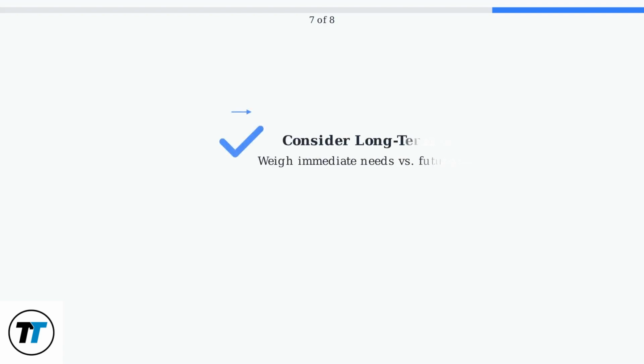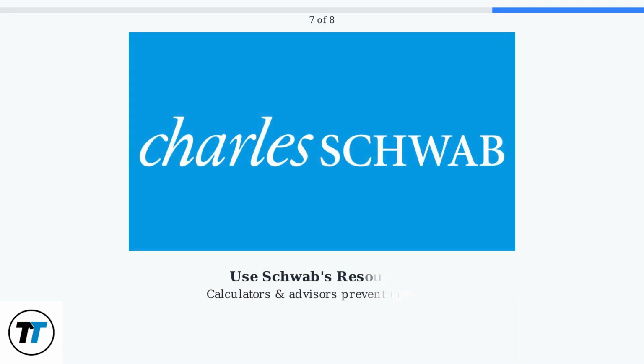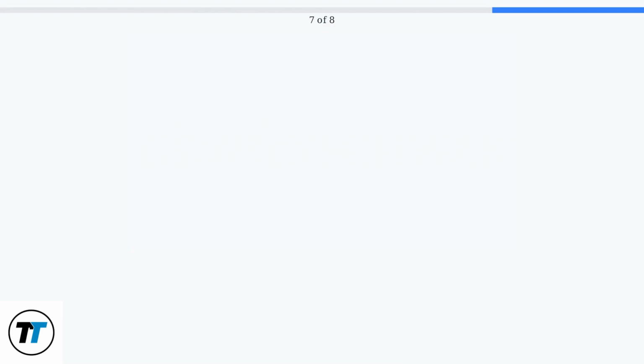Consider your long-term financial goals before withdrawing. Early withdrawals can disrupt retirement savings and incur penalties. Remember that compound interest works in your favor over time. Keeping funds invested allows earnings to grow exponentially. Utilize Schwab's tools and resources, including calculators and advisors, to help avoid common pitfalls in closing your 401k.